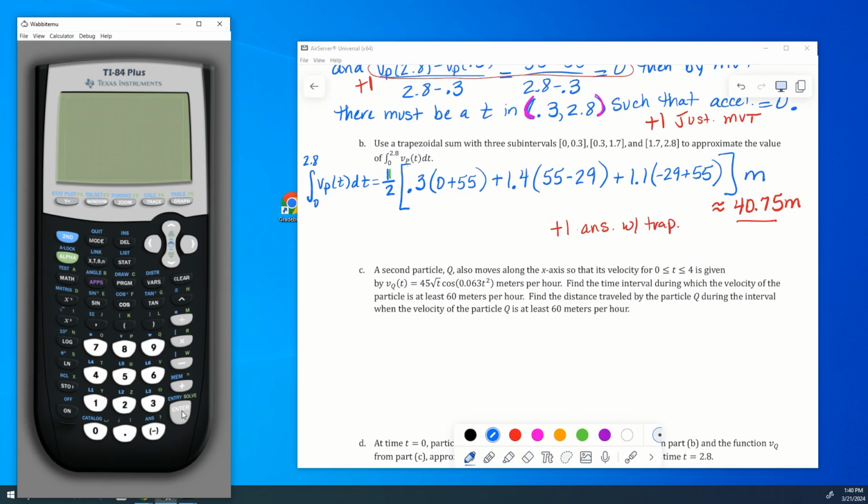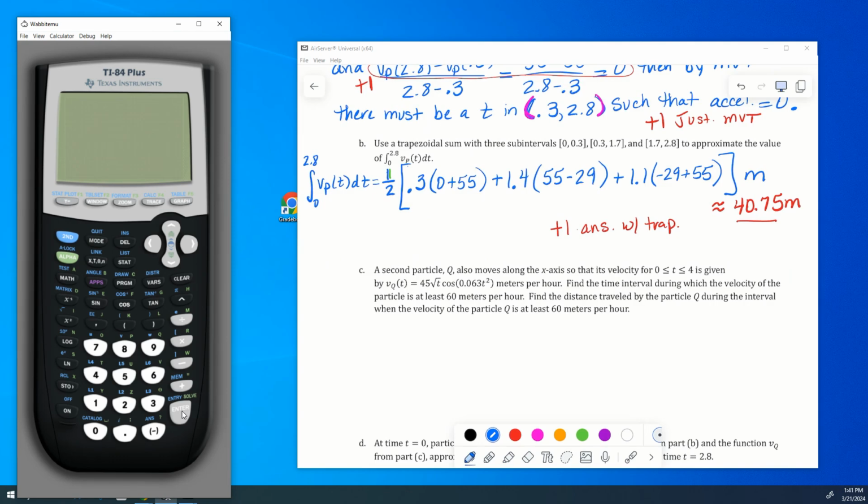A second particle Q also moves along the x-axis so that its velocity is given by, and there you have that, meters per hour. Find the time interval during which the velocity of the particle is at least 60 meters per hour. Find the distance traveled by the particle. Okay, a lot of words. People, you read it through once, and then you start reading it again. When they give you a command, you do it. So a second particle has this velocity. Find the time interval during which the velocity of the particle is at least 60 meters per hour.